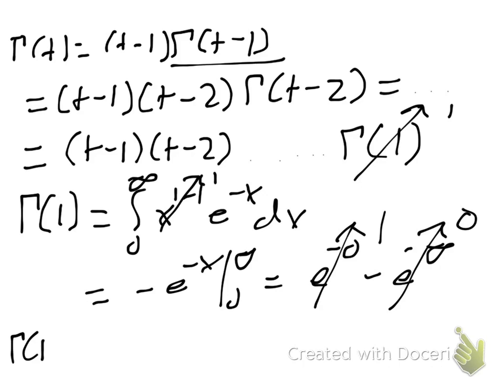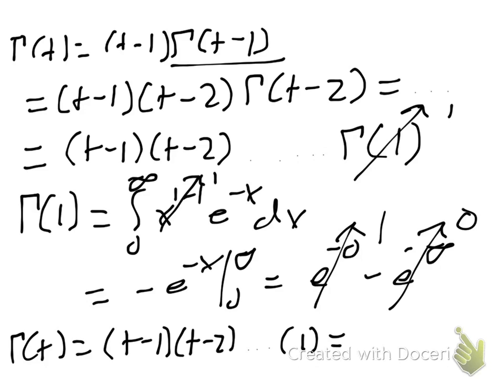So gamma of t is (t-1)(t-2) down to 1. But what is that equal to? Well, that's just (t-1) factorial. So there, even though we messed up earlier, we actually see the gamma function of t is equal to the factorial of t-1.